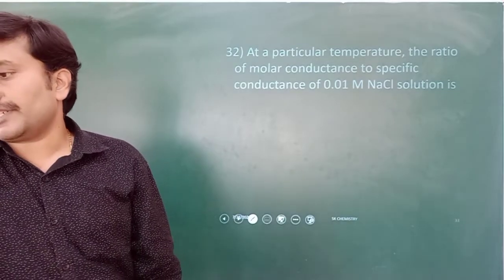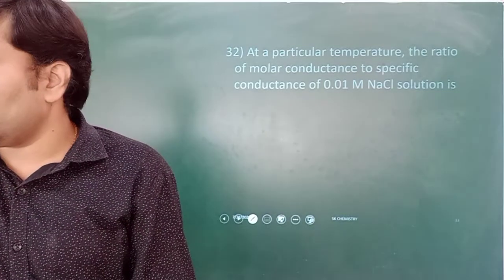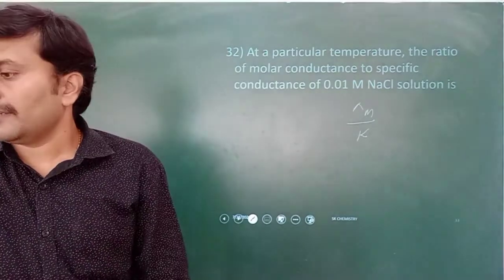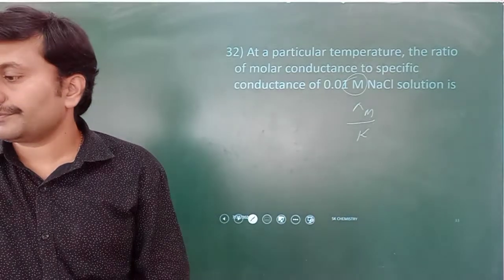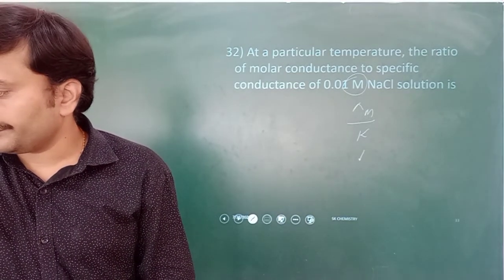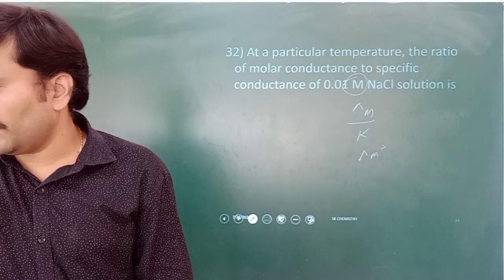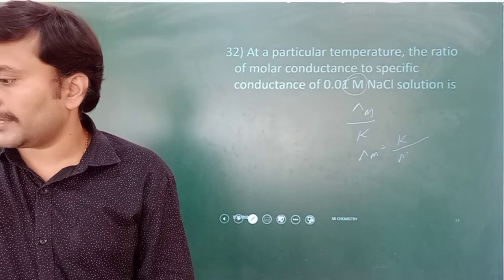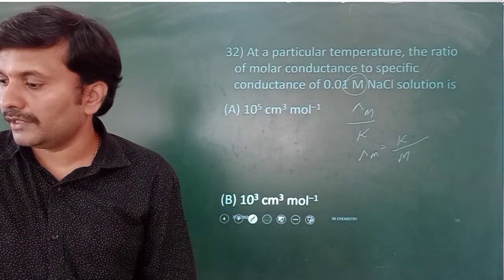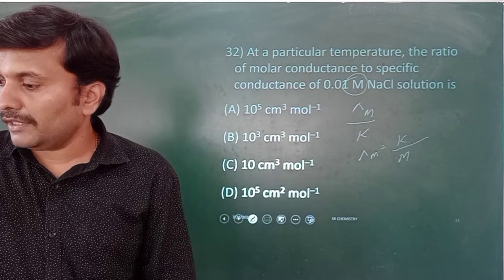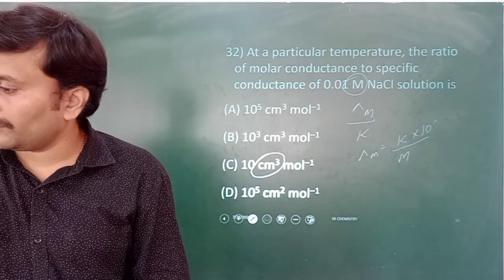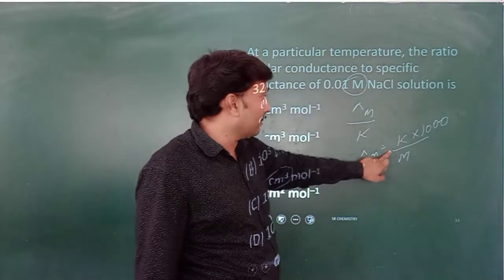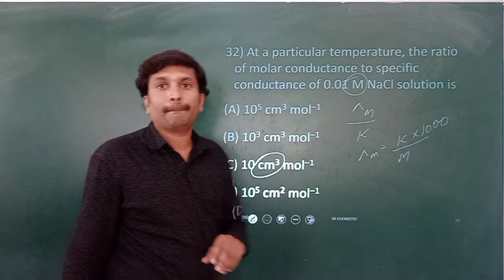Next. 32. At a particular temperature, the molar conductance is lambda m. Then specific conductance K for this concentration. What is the formula? Lambda m is equal to K divided by concentration. This is the formula. Then by seeing the units, I have taken this as 1000. Again I am telling you, lambda m by K we have to find. Lambda m is equal to K into 1000 divided by M.